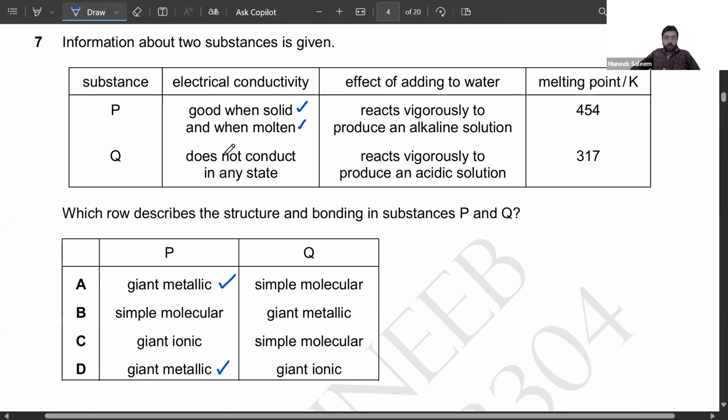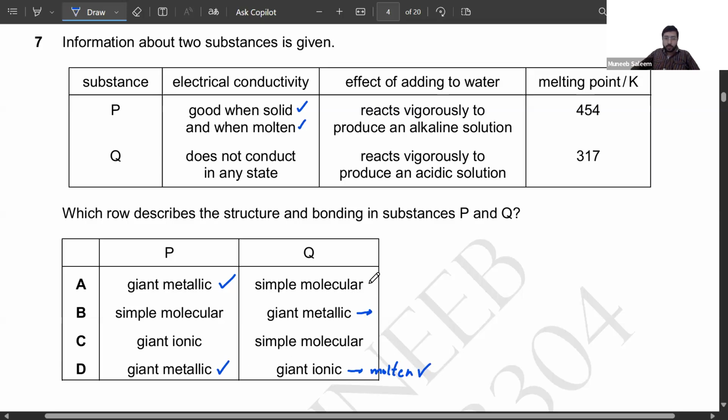Now substance Q says it does not conduct in any state. If it does not conduct in any state, it means it is neither metallic nor ionic. So these two options are excluded because they do conduct. Metallic can conduct in the molten form and in the solid form, and ionic can also conduct in the molten form. If not in solid, it can definitely conduct electricity in molten form. So both options are incorrect.